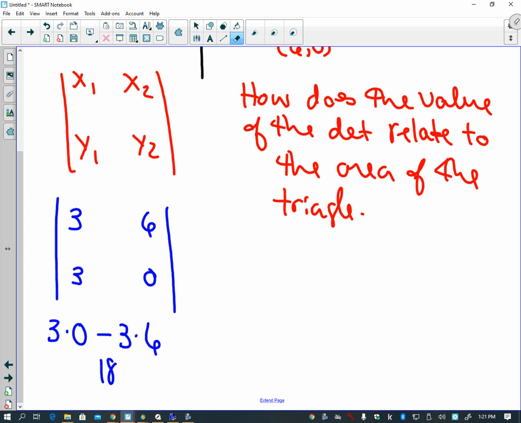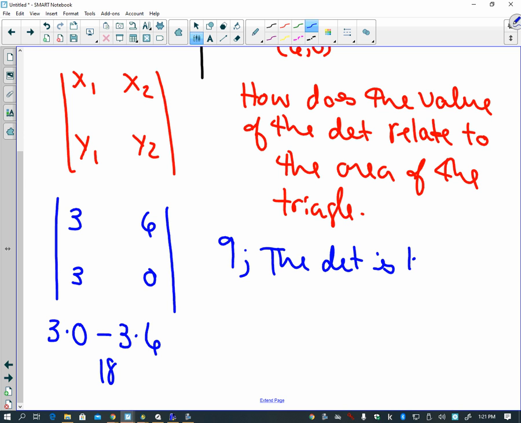What was the area of the triangle? 9. So that's our first part of the question: find the area. Now, what is the determinant in relation to the area? It's twice as big, right? The determinant is twice the area.